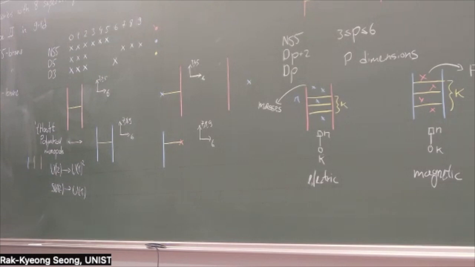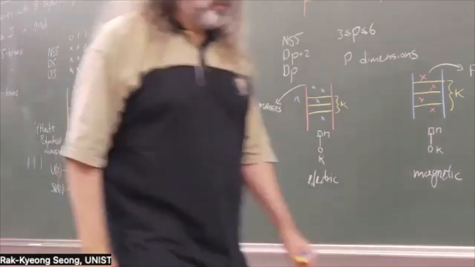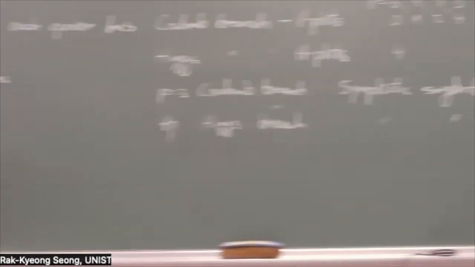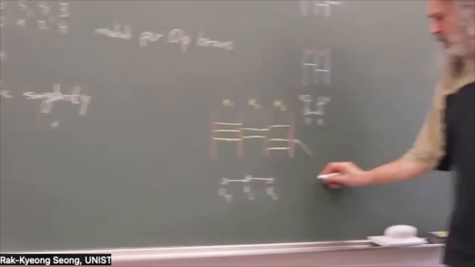So Fayet-Iliopoulos terms, Higgs functions will always have triplets of deformation parameters. Any questions? So let's just finish here. Here it's the moduli space.